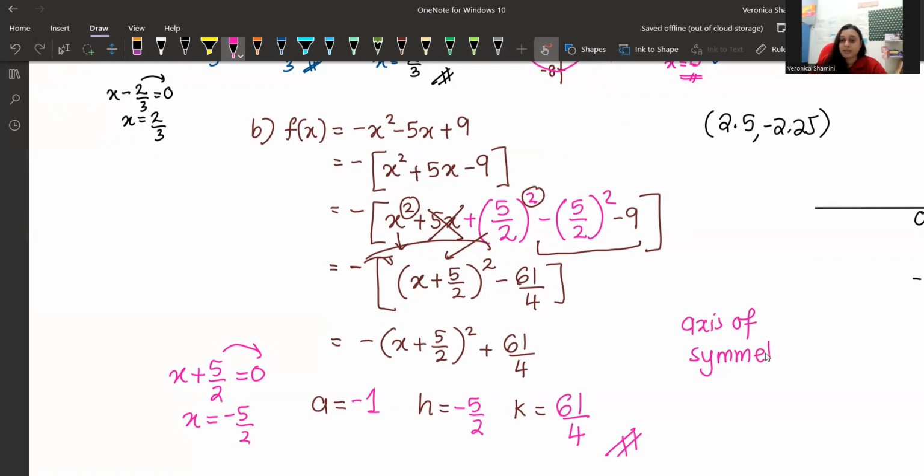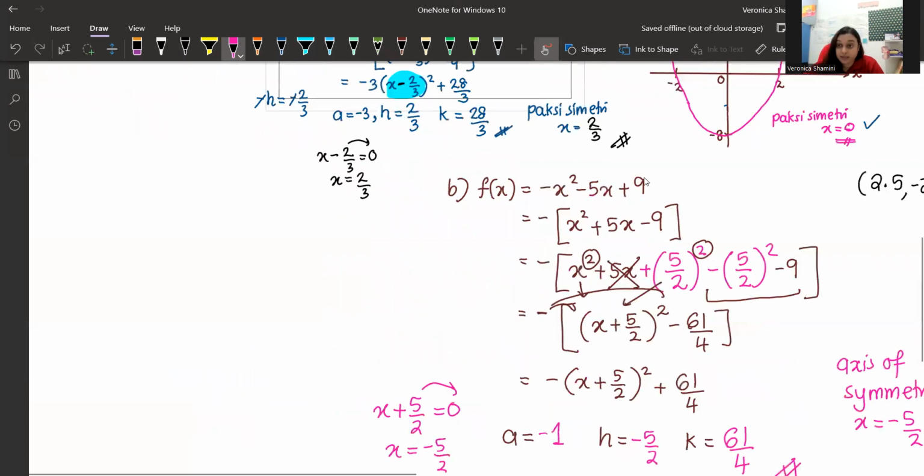Last one, axis of symmetry. Paksi symmetry. Take your x. So what is my x just now? -5/2. Actually, axis of symmetry means your graph cut through half. Macam graph kita, the half of the graph ialah dekat mana. So it's dekat -5/2.